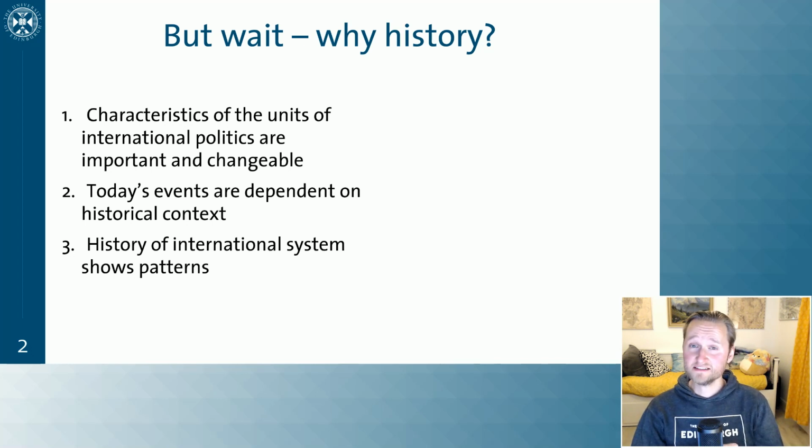And like I said in the last lecture, we think that the history of the international system often shows patterns. And you remember I told you pattern recognition is theory? And of course, we can only see a pattern if we look at more than just our little slice of time. We have to look back to find a pattern.